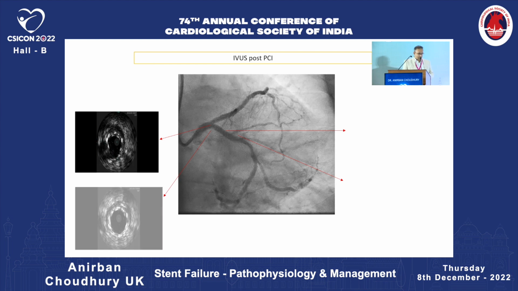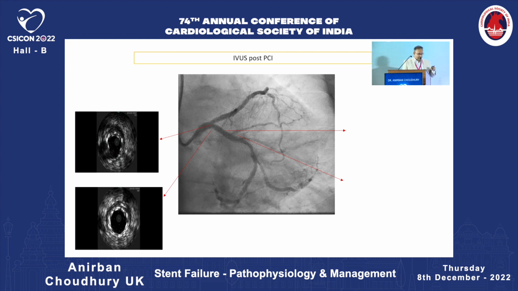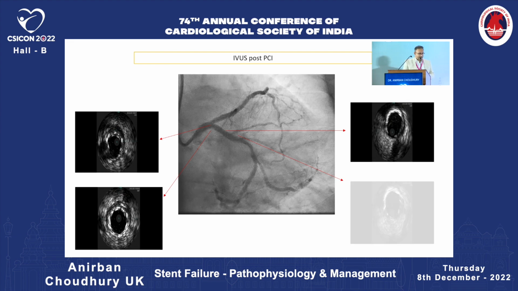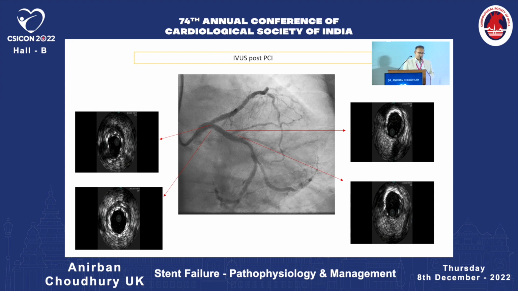So it's always good to see whether we have managed to modify it. If you see the one on the bottom left, the stent is much more circular now. So we've managed to modify the shelf of calcium to a certain extent, at least beyond the ostium of the stent.